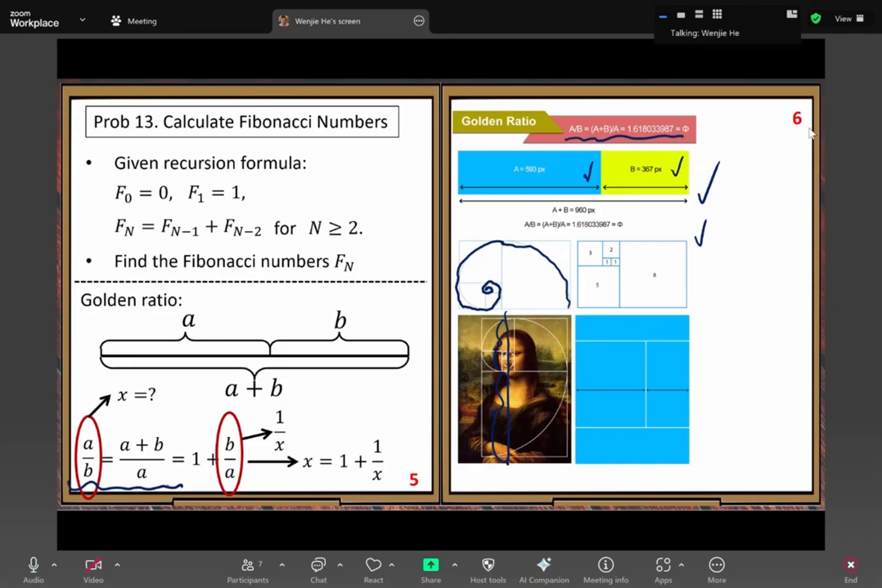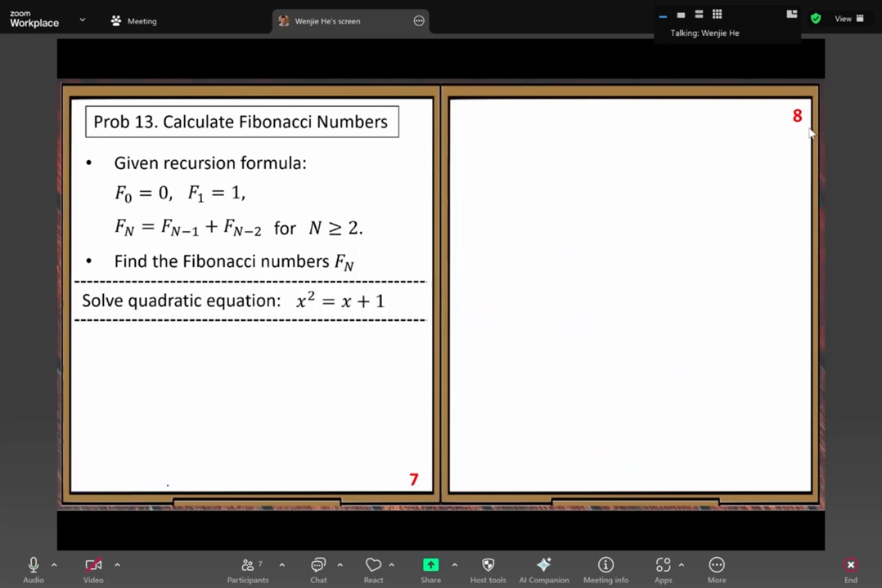So then we get the equation with one variable about X. After we simplify this equation, we get a quadratic equation: X squared equals X plus 1. Next, let us find the solution of this quadratic equation.